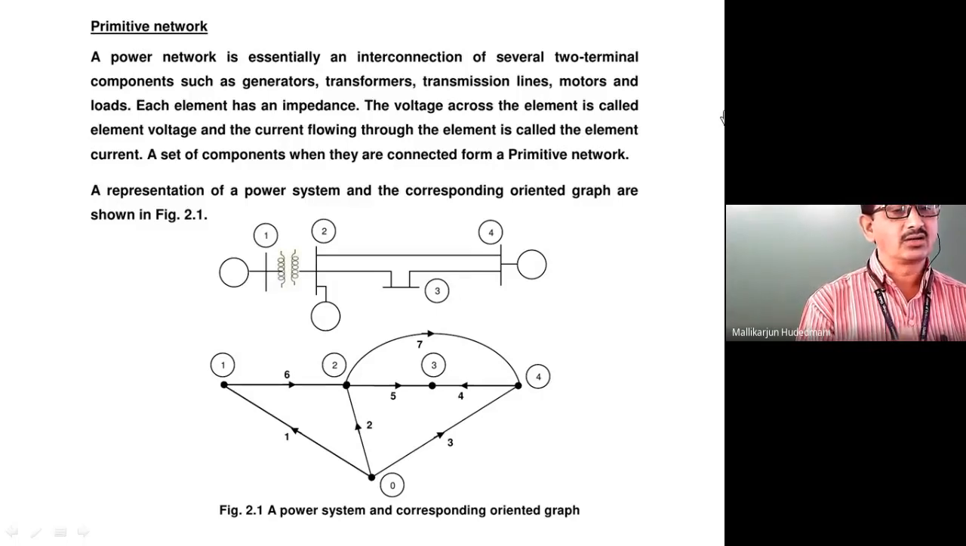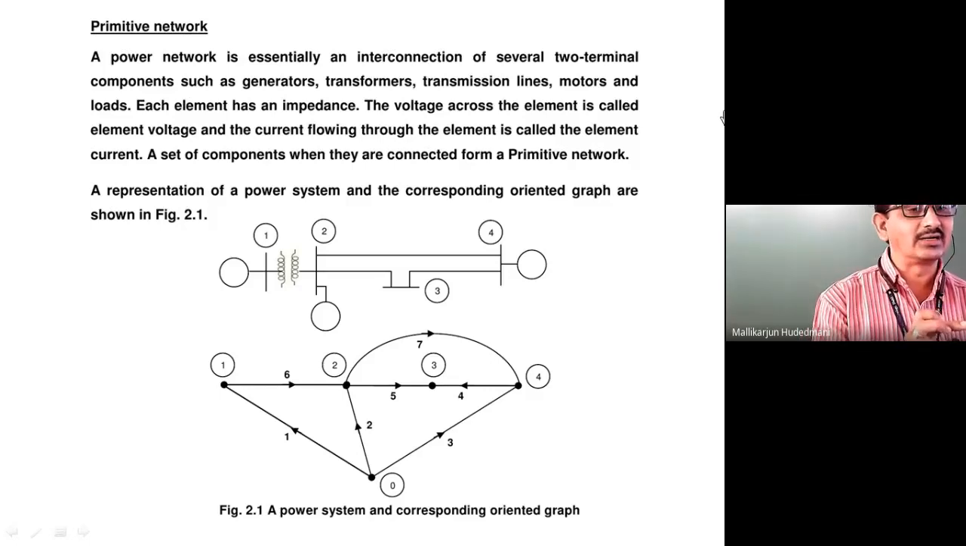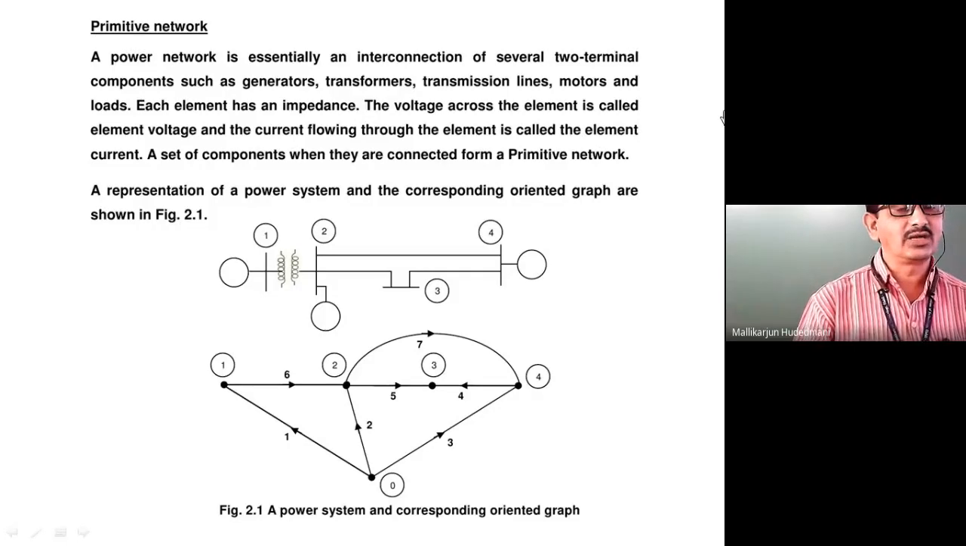For the generators, he has taken ground to the respective buses, arrowed: 0 to 1, there is a generator; 0 to bus 2, element number 2, there is a generator; 0 to 4, element number 3, he has marked a generator over there. For the rest of the buses, you can see he has given 1 to 2, element number 6; 2 to 3, element number 5; 3 to 4, element number 4; 2 to 4, element number 7. Like that he has given. Once it is drawn and marked, this has become an oriented graph for you.